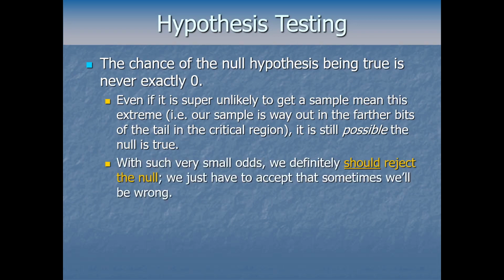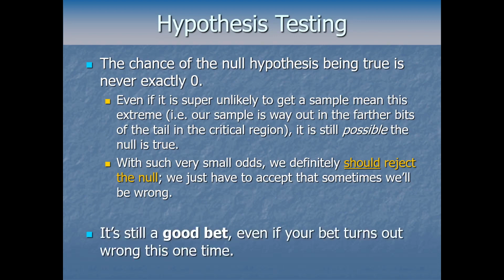Now, with such very small odds, we definitely should reject the null hypothesis. It is the right choice, the right conclusion to come to. We just have to accept that sometimes our conclusion might be wrong. Another way to say that, it's still a really good bet, even if your bet happens to turn out wrong this one time. So what does it mean for our bet to quote-unquote turn out wrong?